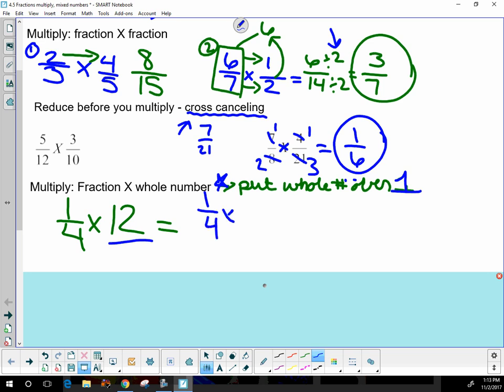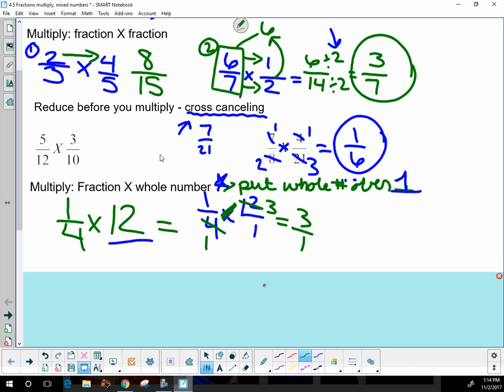I have 1/4 times 12 over 1. If I cross cancel, I look at these two. 4 goes into 4 once. 4 goes into 12 3 times. I just end up with 3 over 1. You don't even need to write it that way.